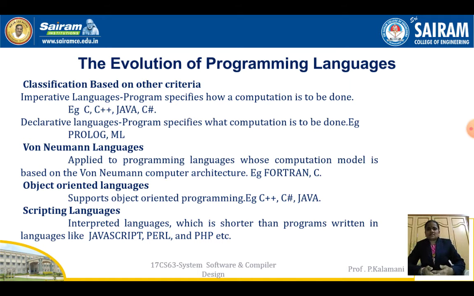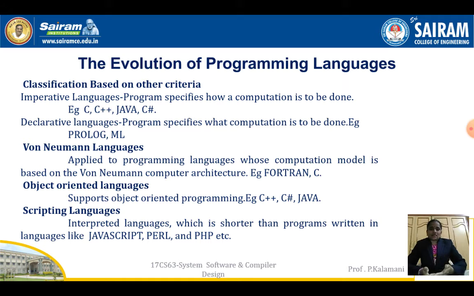And then next is classification based on other criteria. First we have seen the classification based on generation: first generation, second, third, and so on. Next we will see the classification based on other criteria. We have different classifications. First one is imperative languages and declarative languages. In imperative languages, the program specifies how a computation is to be done. Examples: C, C++, Java, etc.